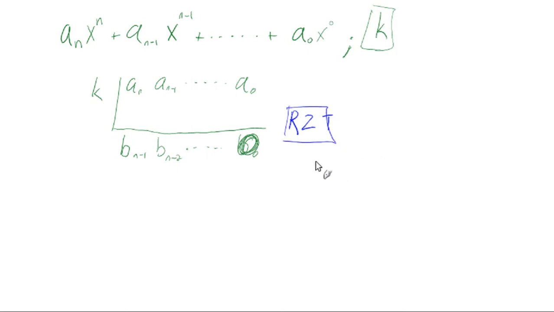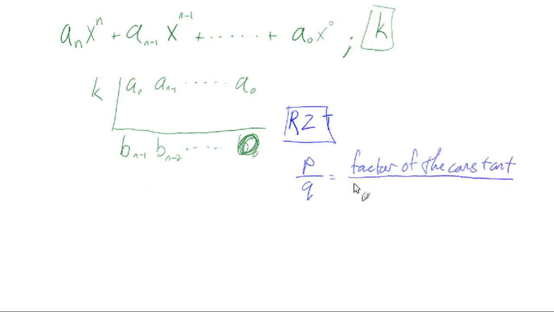And the rational zeros are going to be p over q. Okay, a certain kind of number p, a certain kind of number q. p is a factor of the constant, and q is a factor of the leading coefficient, right?